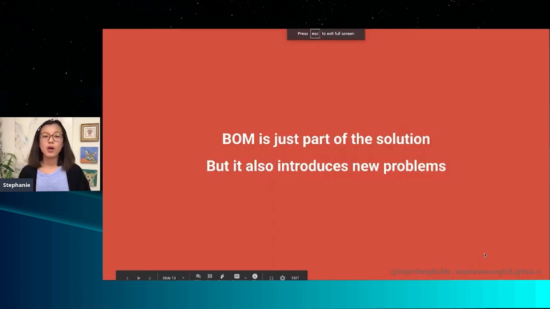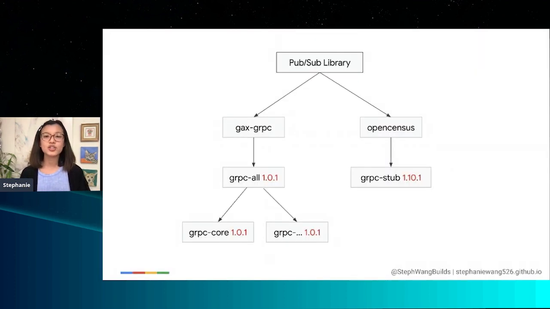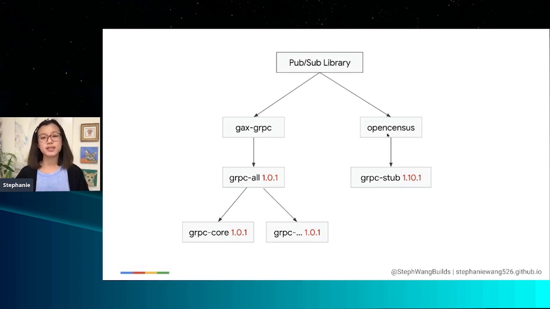That was great. However, a BOM is only part of the solution. It also introduced new problems. It didn't just work perfectly. So let's imagine a scenario. Suppose we are talking about the PubSub client library, which has two direct dependencies, GAX gRPC and Open Census, and both of them depend on gRPC artifacts.